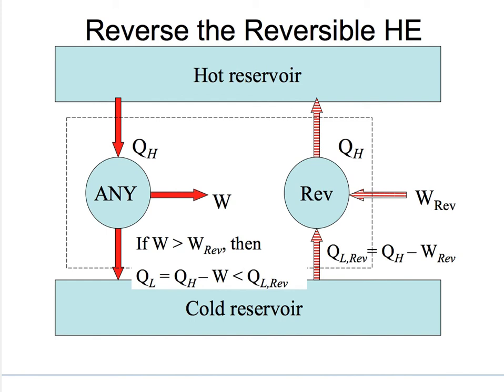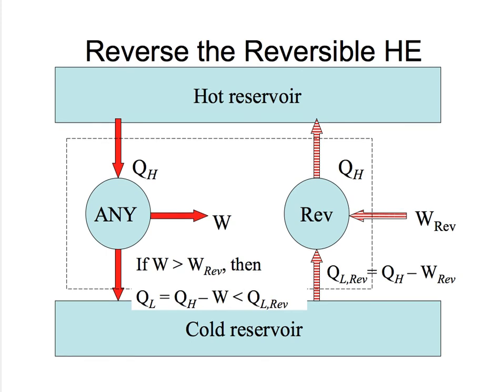Now, in the previous slides, we have shown that you can have a device that's composed of multiple components and includes multiple processes, and yet you can see that one combination of things as one device that's either a heat engine or a refrigerator. So this is what we do. We combine the any heat engine and the reversed reversible heat engine, which is a reversible refrigerator.